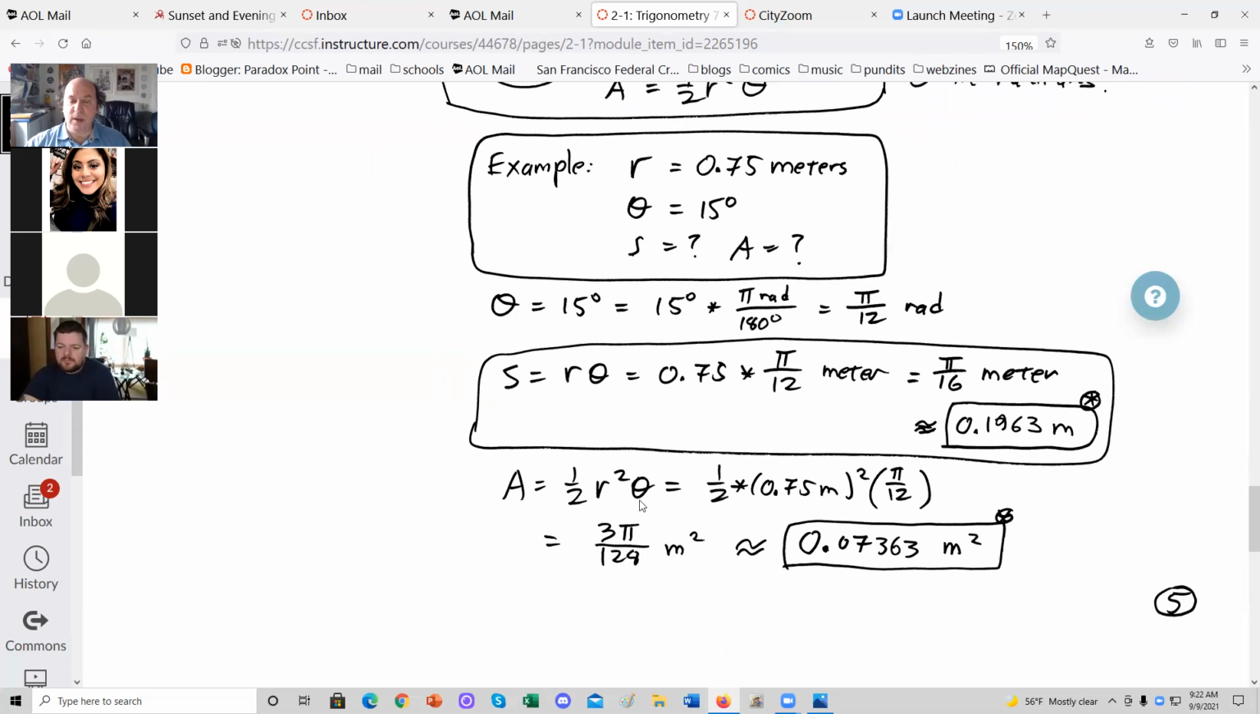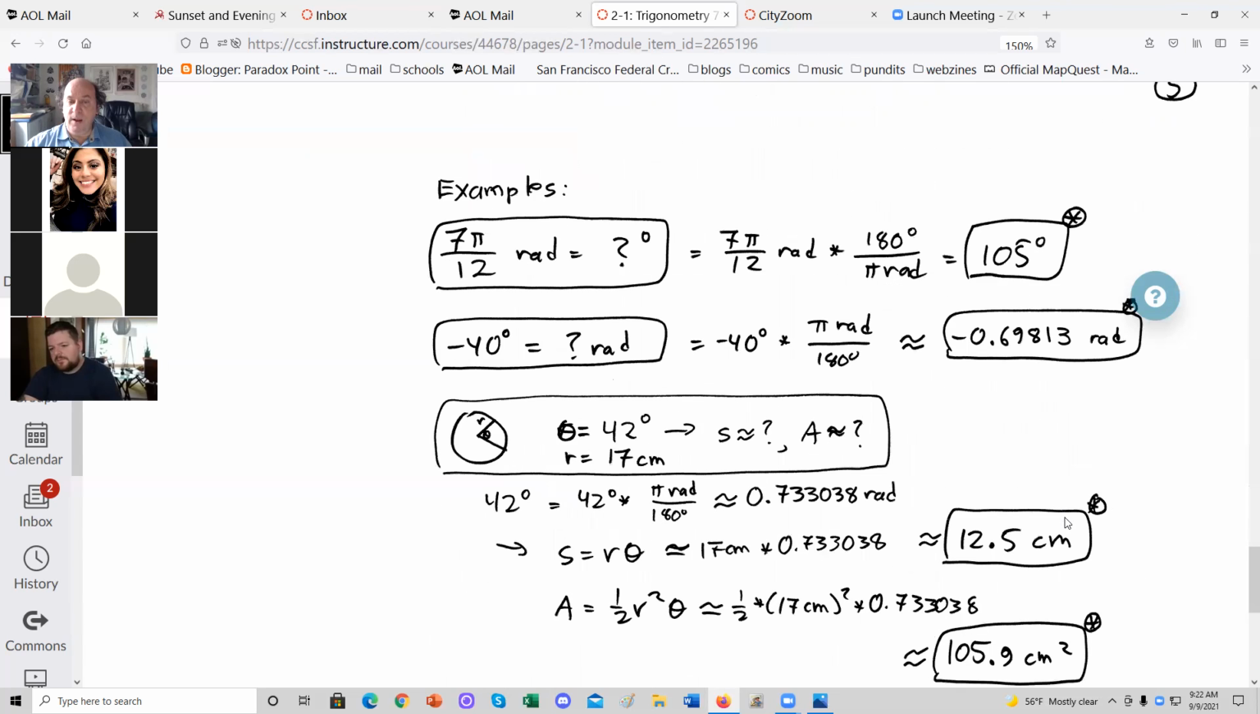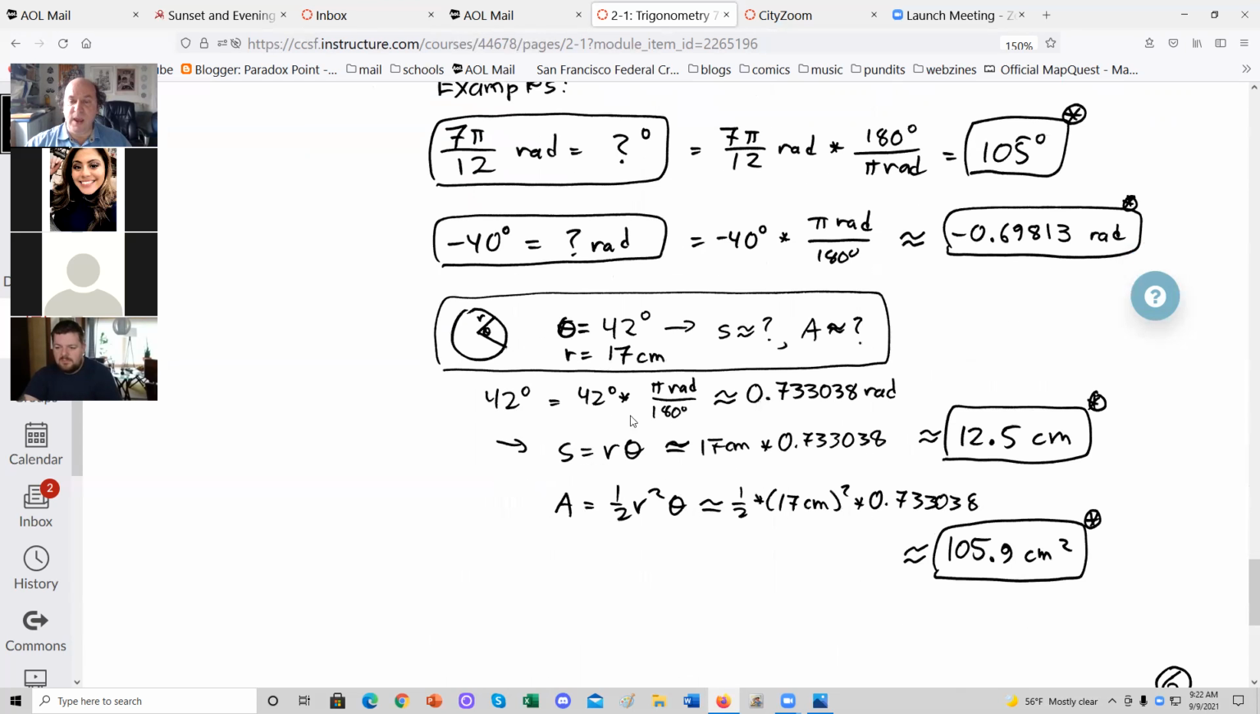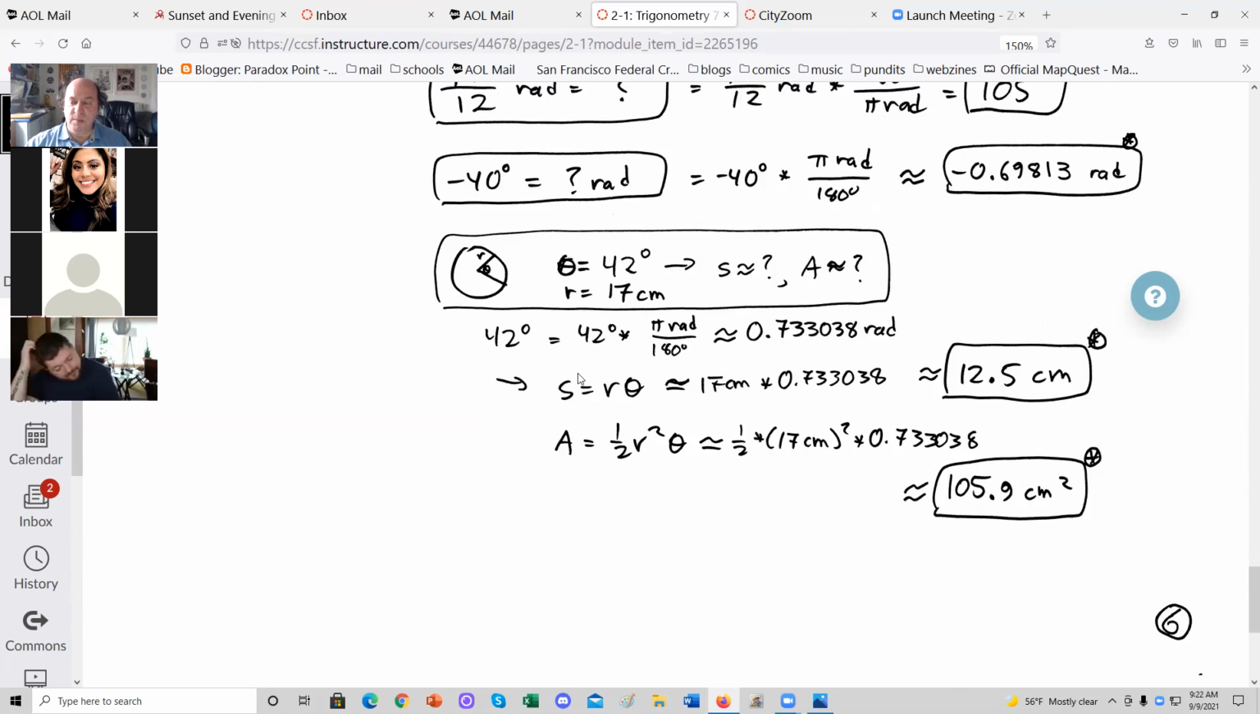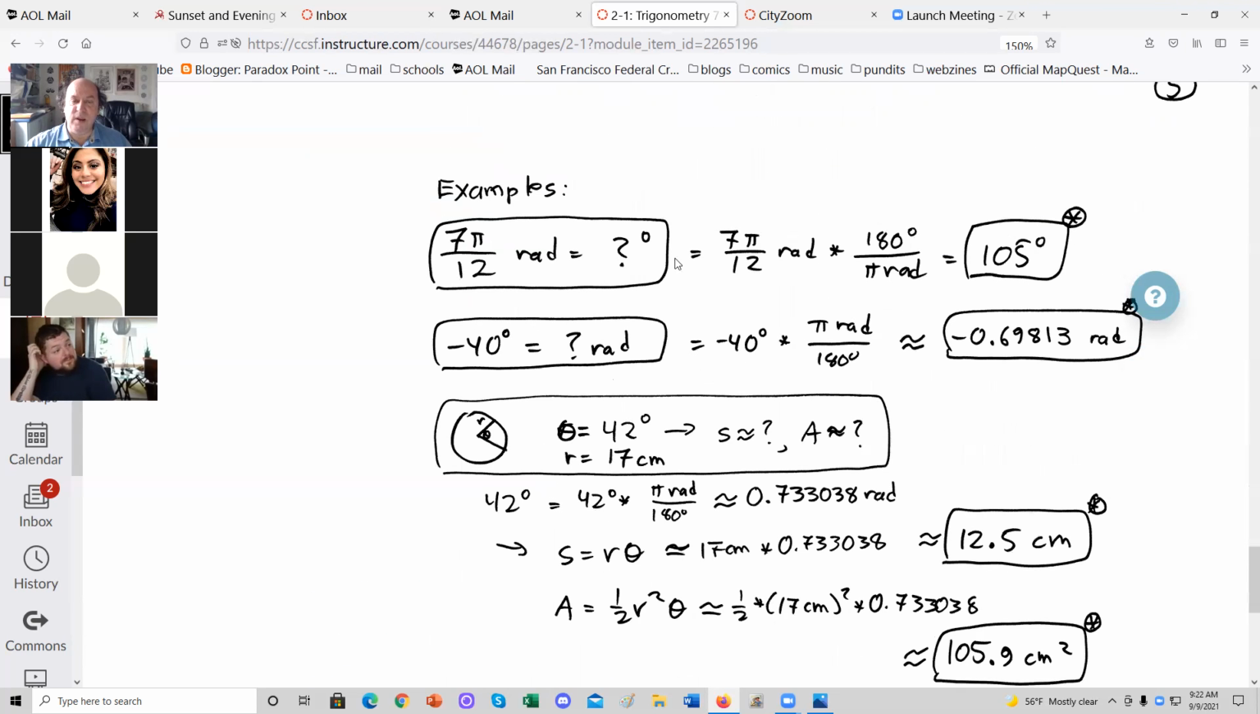A is 1/2 r squared theta. That's 1/2 times 0.75 meters squared times pi over 12. After a bit of work, that's 3 pi over 128 square meters, or in other words, about 0.07363 square meters. And okay, so here we'll convert radians to degrees, degrees to radians, and find an angle, the arc length and area of a circular sector. Here we go.